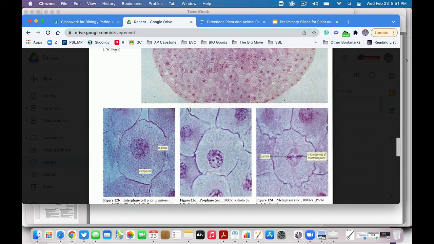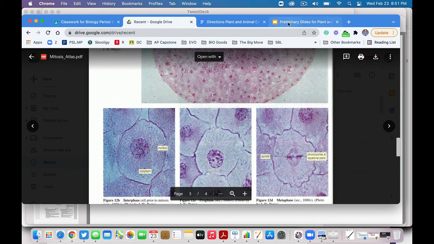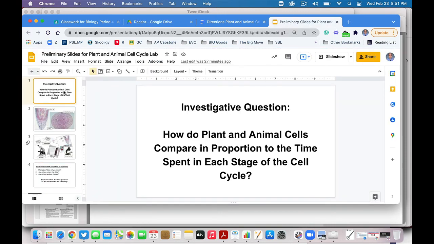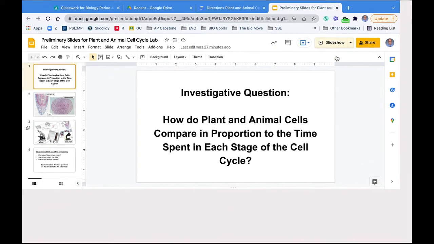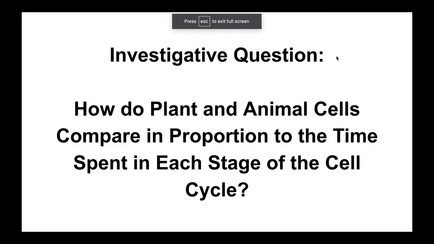So the question, again, if we go back to this question, how do plant and animal cells compare in proportion to the time spent in each stage of the cell cycle? That's what you're trying to answer today, using those resources that are available. Again, I'm not there today. I know you'll be respectful and you'll do what you're supposed to do. You're good, independent workers. Thanks.